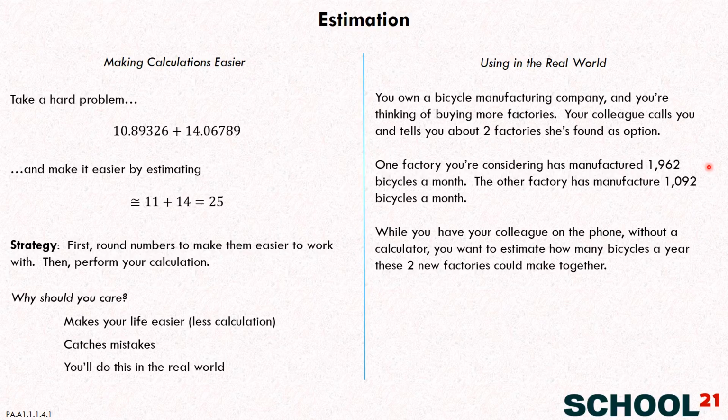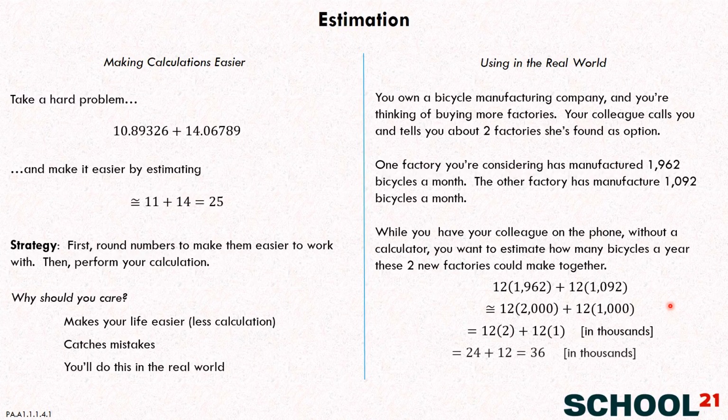So what is 1,962 kind of close to? 2,000. And how about 1,092? What's that kind of close to? 1,000. Okay, yeah. So let's take a look down here. You could multiply 12 times each one of those numbers, but that would be a real pain while you're on the phone with your colleague. So instead, you can just multiply 12 times 2,000 and 12 times 1,000, right? Yeah. Now, can you think of a way to make it even easier? 12 times 2,000, what if you just did 12 times 2 plus 12 times 1, and that would be in thousands, right? Yeah. Okay, so let's go ahead and do that.